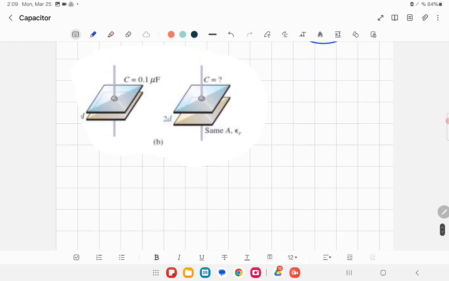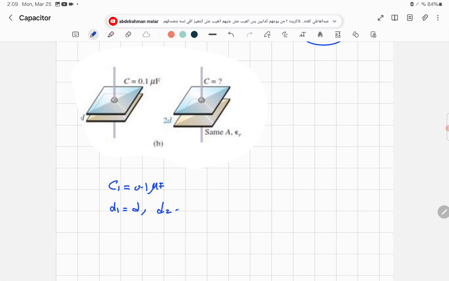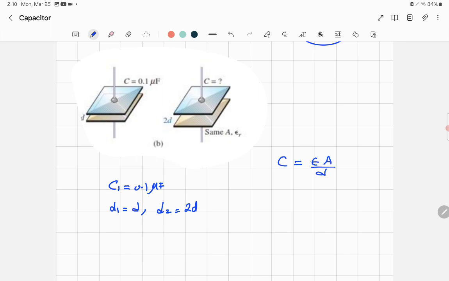Now, just C1, the first one to the left, is C1 equal to 0.1 microfarad. C2, we don't know C2. The distance is different, so D1 is equal to D, but D2 is equal to 2D, right? What else? The area is the same, so we look for the equation. C is equal to epsilon A over D. Obviously, the area is the same, cancel it. Epsilon the same, cancel. So you have 1 over D. So C is proportional to 1 over D.